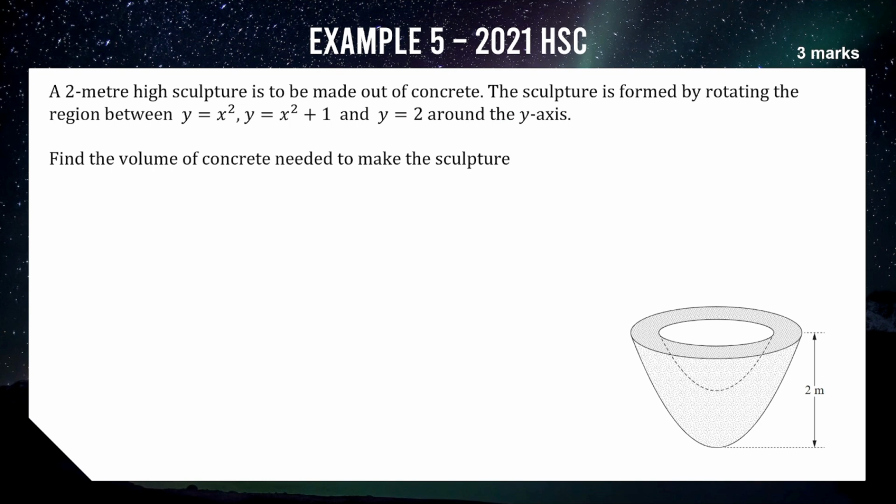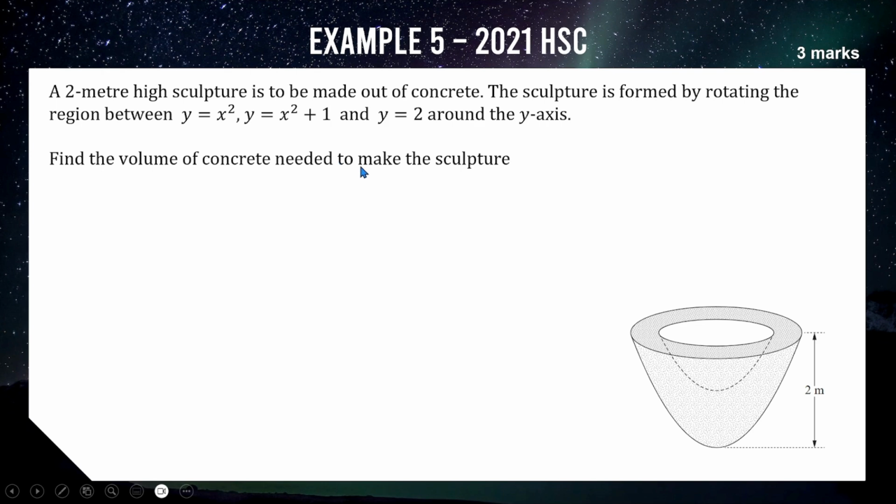I'm so sorry. Okay, and we're spinning around the y-axis to make this sort of giant cup thingy. And we're going to find the volume of concrete needed to make the sculpture. Okay, it hasn't said exact volume, but it hasn't asked for decimal places, so we're probably going to need to have an exact answer.